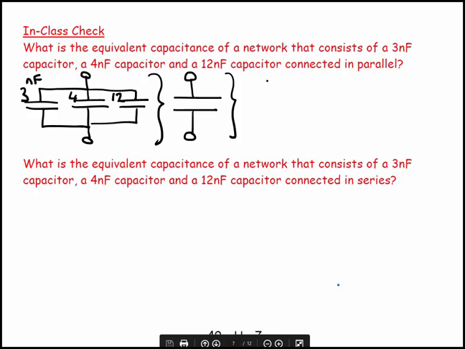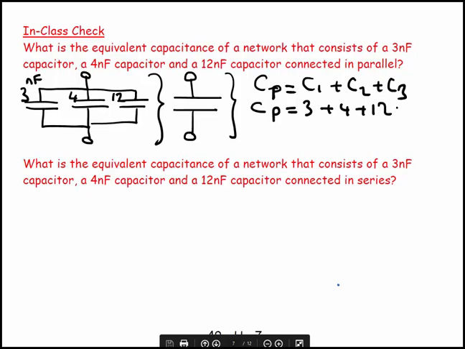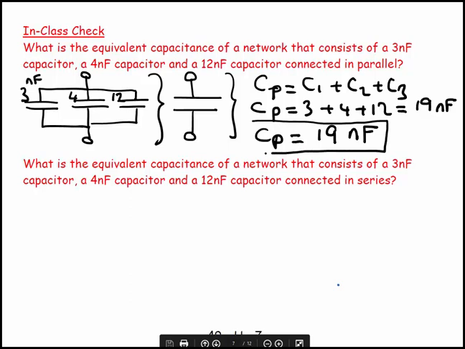So for parallel, the capacitance gets bigger. So C total, let's call it C parallel, is equal to C1 plus C2 plus C3. So C parallel is equal to 3 nanofarads plus 4 nanofarads plus 12 nanofarads, which equals 12, 16, 19 nanofarads. So C parallel equals 19 nanofarads. And if you notice, the total capacitance is bigger than any individual capacitor.